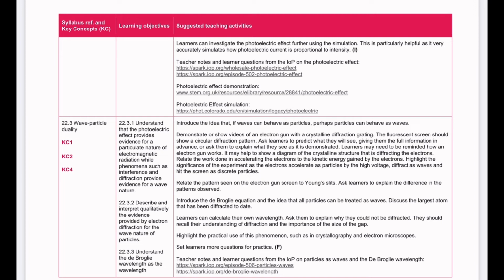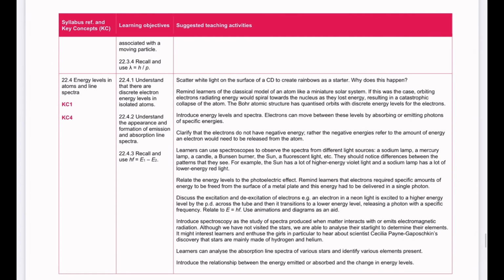22.3.2. Describe and interpret quantitatively the evidence provided by electron diffraction for the wave nature of particles. 22.3.3. Understand the de Broglie wavelength as the wavelength associated with a moving particle. 22.3.4. Recall and use lambda equals h upon p. Key concept. 22.4. Energy levels in atoms and line spectra.